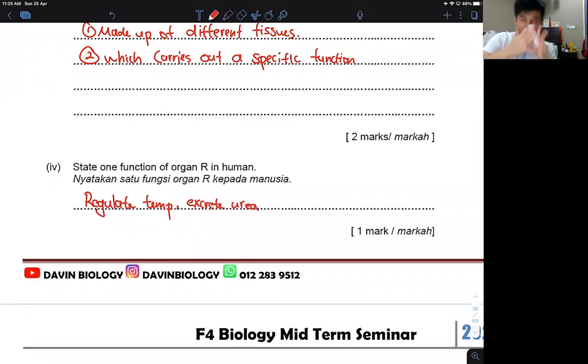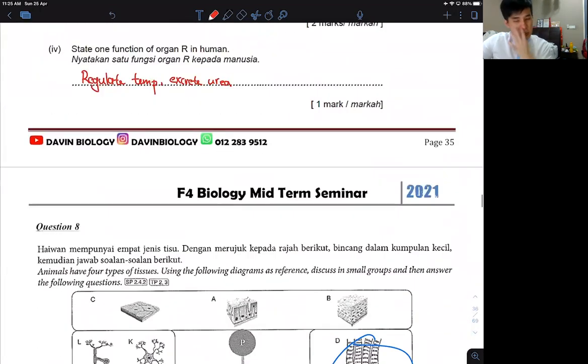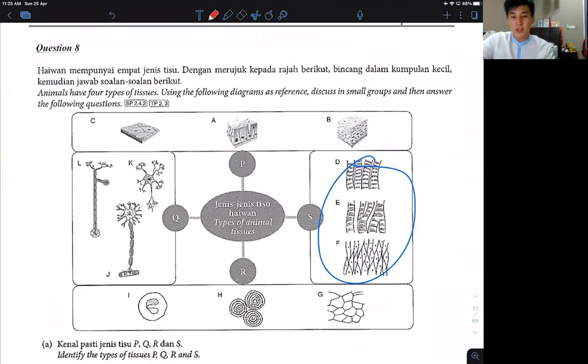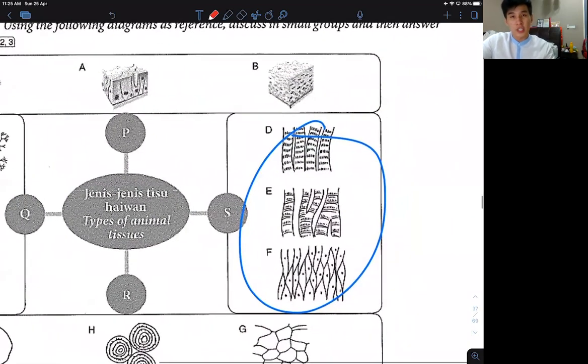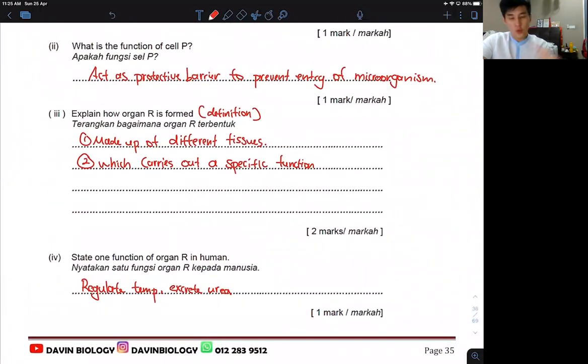Okay, so that is the tissue organization part that I will do. You can see this is an example of the three muscle tissues: skeletal, cardiac, and smooth. Try to do that yourself. So that's it for this organization part.